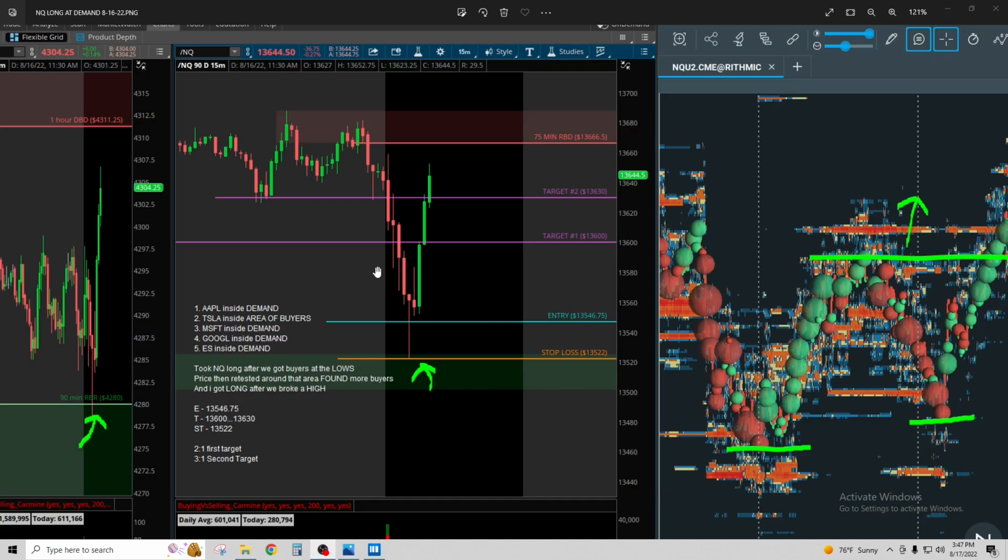So this was a trade that I took on Nasdaq. If we pay attention to this middle chart right here, this was a 1 hour demand. I took the market long inside of this wick, and I targeted 13,600 and 13,630. I'm going to talk about why I chose to take the market long out of this demand based off the equities.